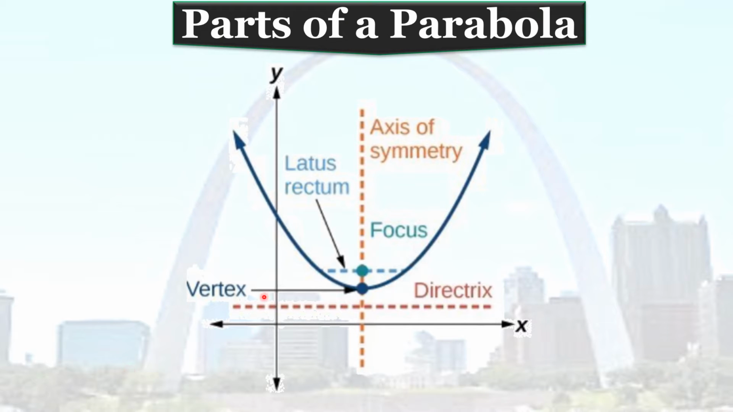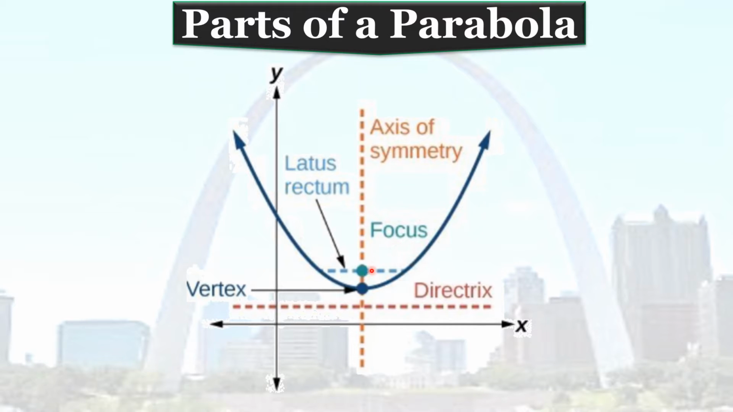So we have in here the vertex. The vertex is either the maximum or the minimum point of a parabola when the parabola opens up or opens down. And then this is the axis of symmetry. It is a line that divides the parabola into two equal parts.